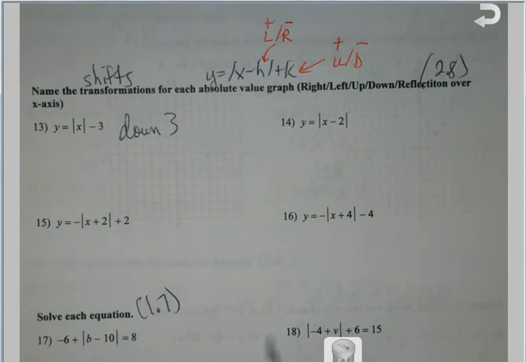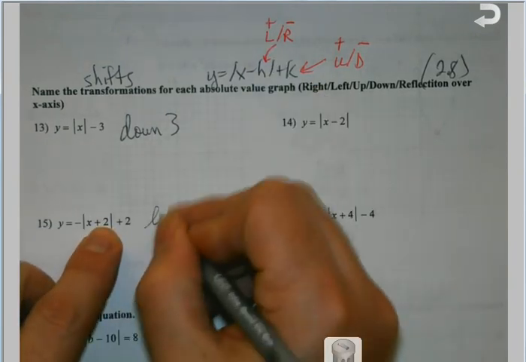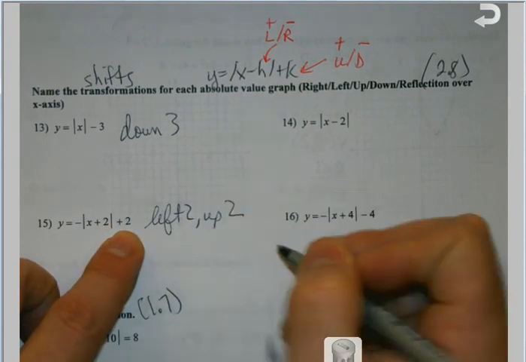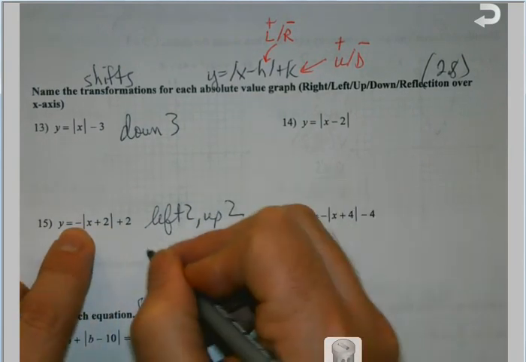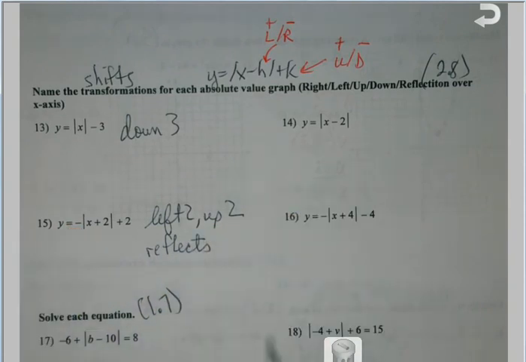But let's say I'm looking at 15. I'm like, okay, well that's inside and it's positive, so that's left. So left 2, up 2, and that negative means it reflects or it flips. And I got to remember that part. Okay, it doesn't mean it's moving up or down, it just means it flips the graph over.